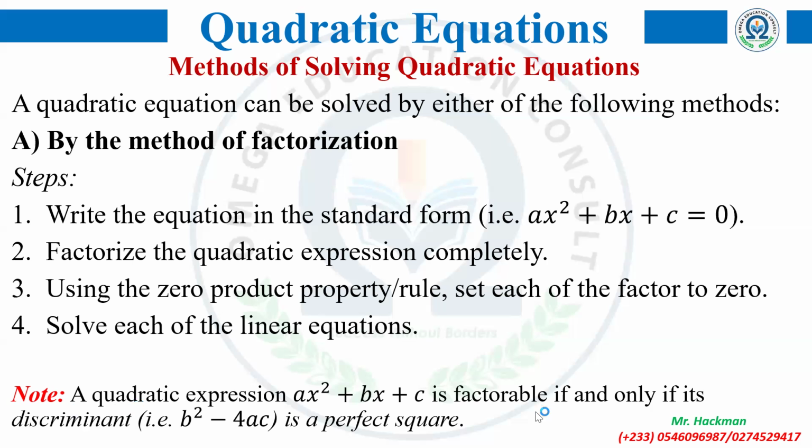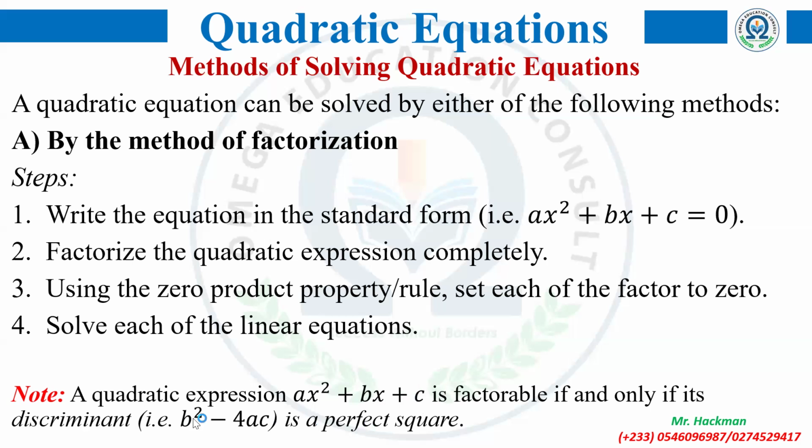And look at this. This information is very critical. A quadratic expression ax squared plus bx plus c, and every equation contains an expression; when you equate the expression to 0, that gives you an equation. Where again a is not equal to 0, it is factorable if and only if its discriminant, b squared minus 4ac, is a perfect square. Your a is the coefficient of x squared, b is the coefficient of x, and c is the coefficient of x to the power 0, which is your constant term.